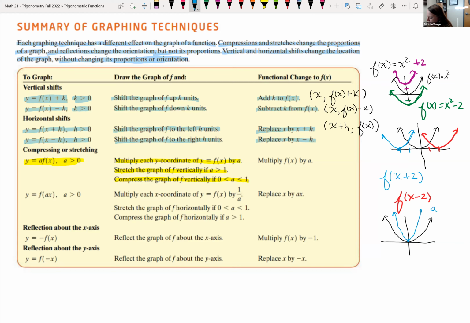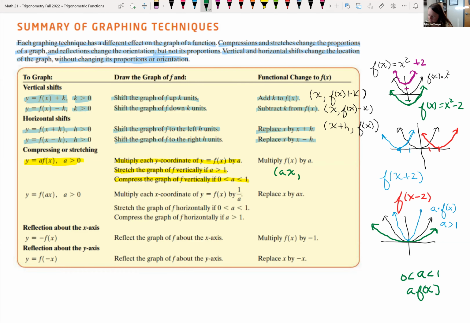So this is a times f of x, where a is bigger than 1. Whereas if a was between 0 and 1, then it's going to compress it. It's going to make it wider. So replace x by a times x in our point. So our point now is a times x, comma, y.